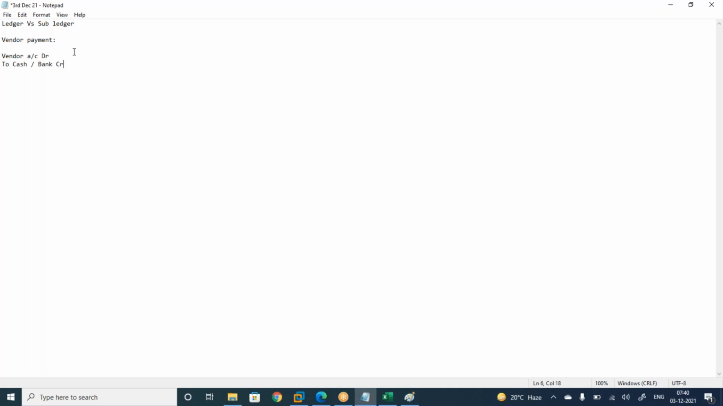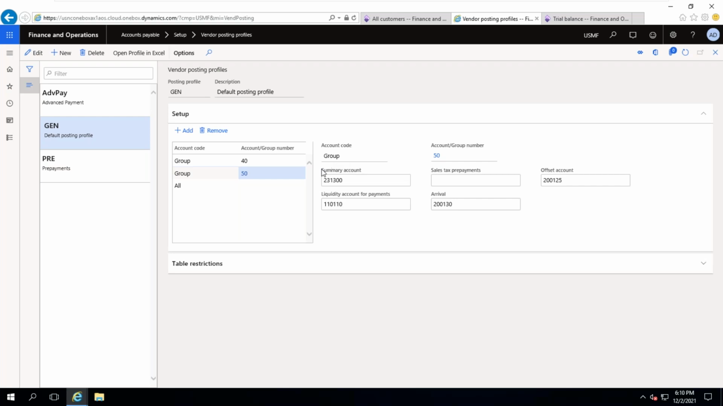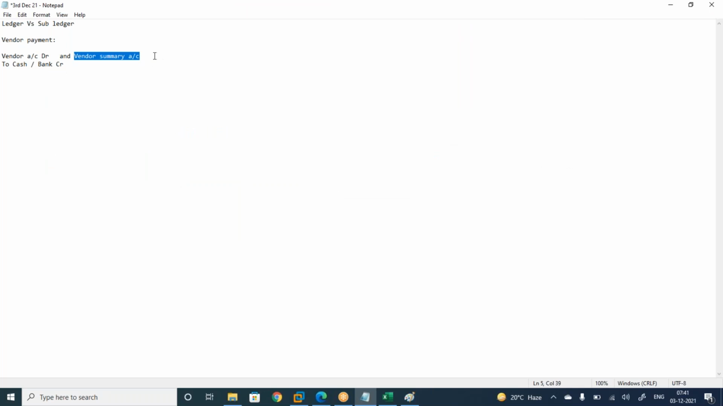So in the system, it will post to the vendor account and the vendor summary account. It will post in 3 transactions. The vendor account will be updated and the vendor summary account will be posted. Vendor summary account means the vendor posting, whatever you have mapped. These two will be posted, and then cash or bank will be created.